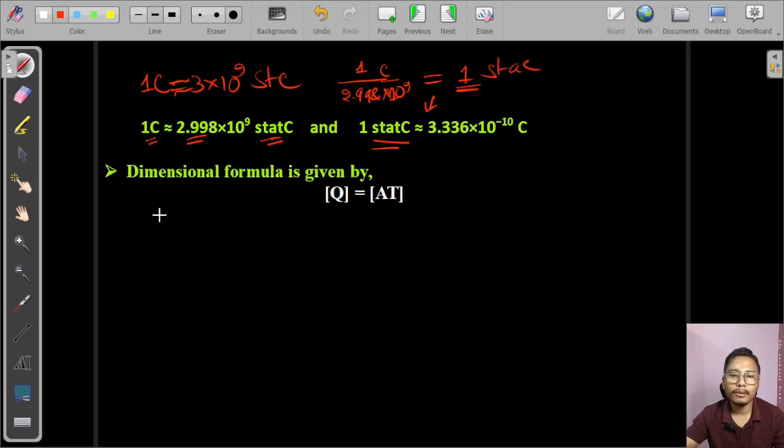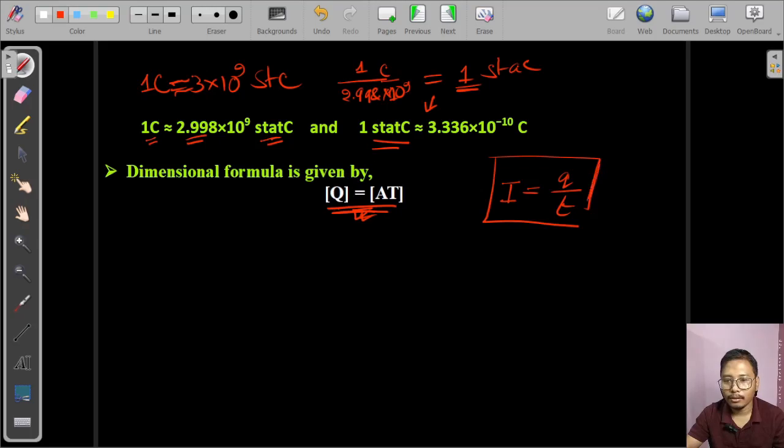Then come to the dimension. This is the dimensional formula, the dimensional expression of charge. How do you get this? For this you have to remember one relation, that is electric current I is equal to charge divided by time. Keep this relation in mind. You will get this relation in current electricity, and from here you get the charge in this way.